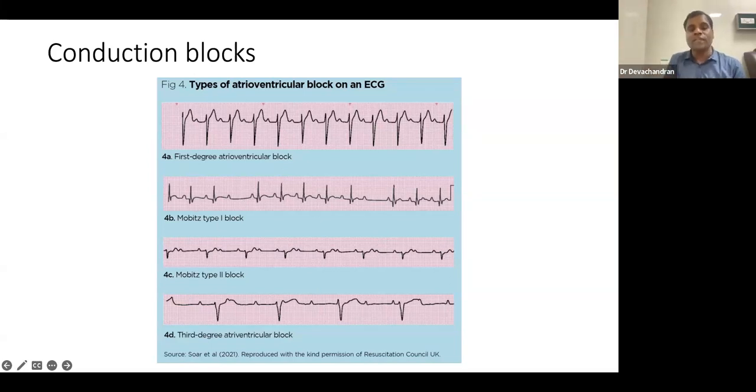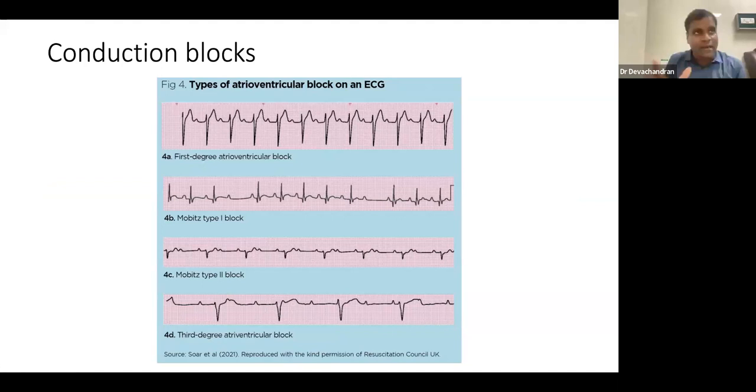I will not go into the details of it. I just want to keep it simple and do the basics first. Okay. The reason why we talk about blocks is that in the second and the third degree, you're going to be dealing with bradycardia. So you will see that on the monitor in the ICU.